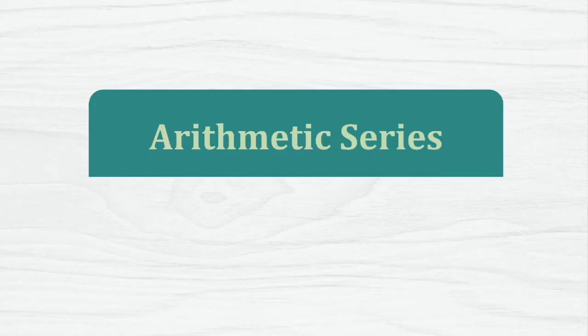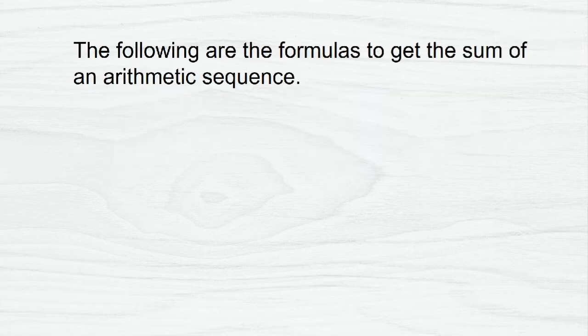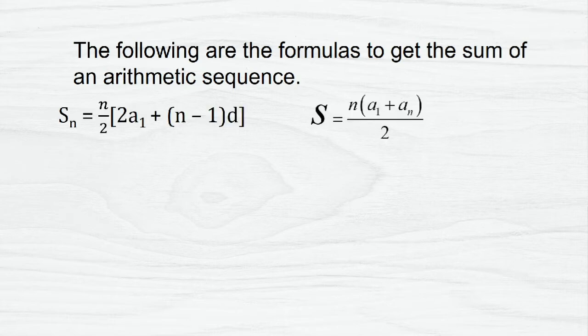Another interesting part in studying arithmetic sequence is finding the sum of its terms, and that's arithmetic series. There are two formulas in finding the sum of an arithmetic sequence. So first, we have S sub n equals n divided by 2 times 2 a sub 1 plus the quantity n minus 1 times d, where n is the number of terms, a sub 1 is the first term, and d is the common difference.